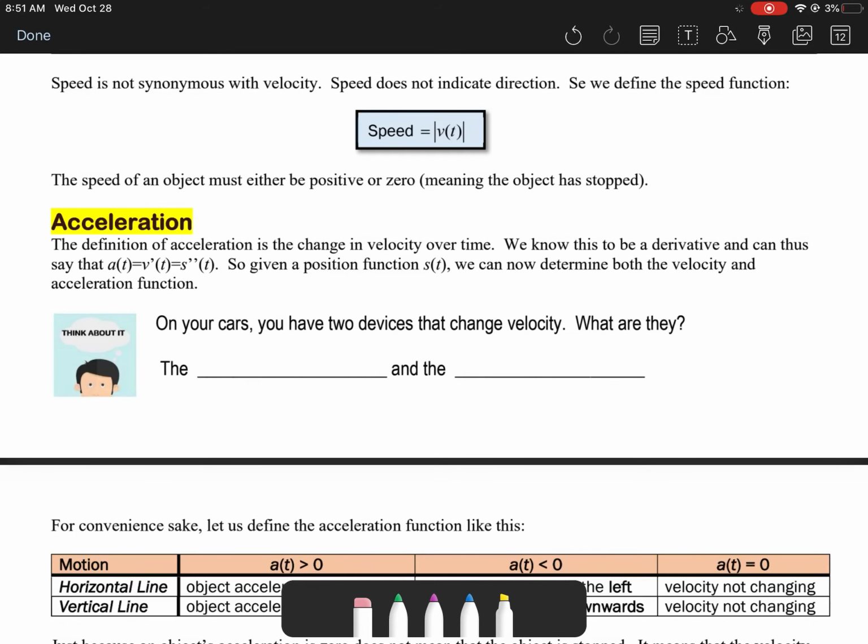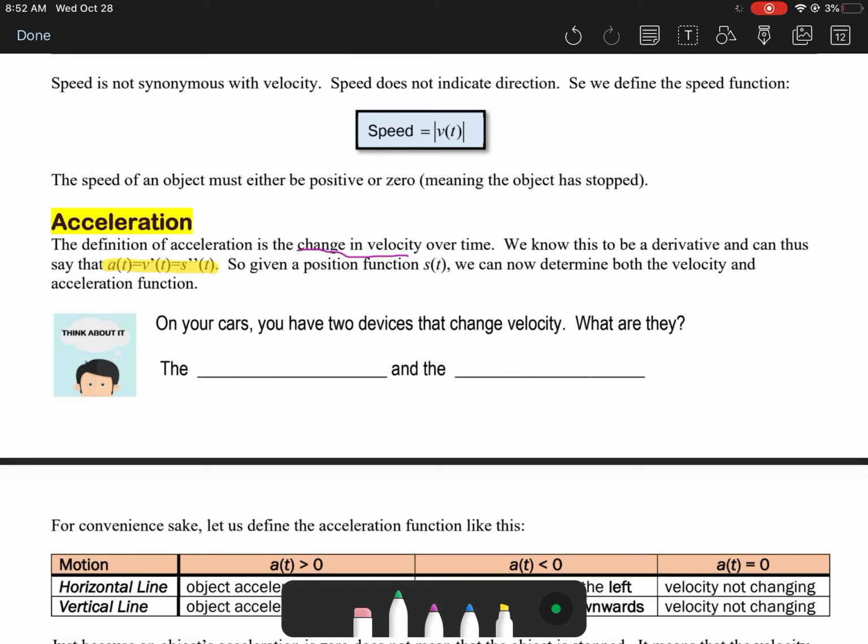Okay. So the next thing we'll talk about is acceleration. The definition of acceleration is the change in velocity over time. We know this to be a derivative. So it's the change in velocity, which means that your acceleration is the derivative of velocity. And since velocity is the derivative of your position function, we could also say acceleration is the double derivative of your position function. So super important to know there. So given a position function s of t, we can now determine both the velocity and the acceleration function.